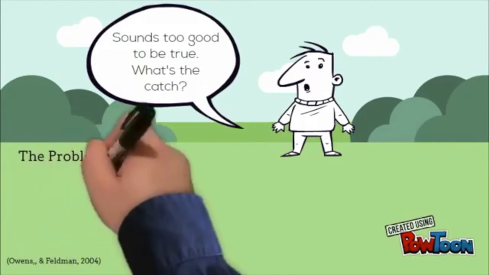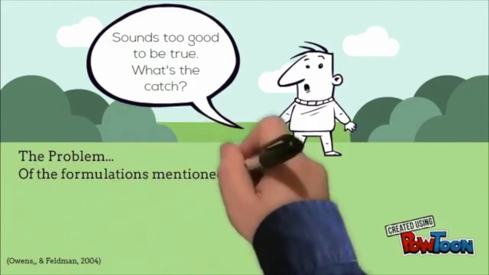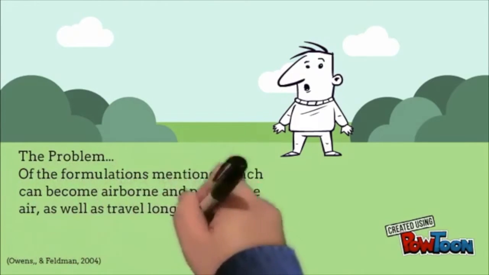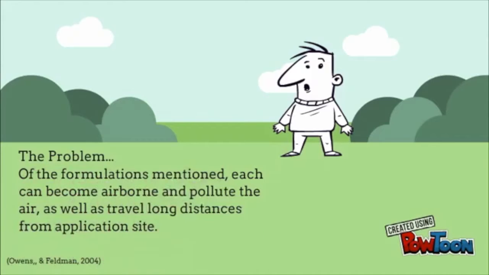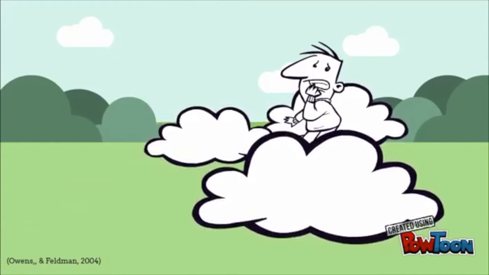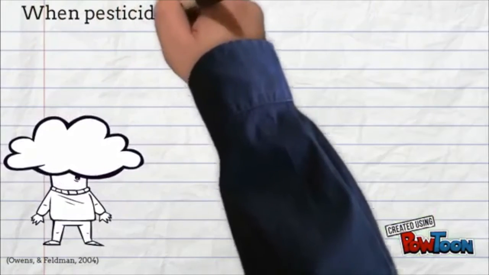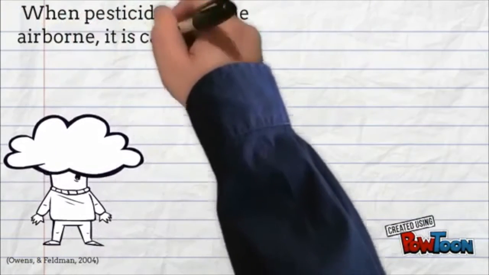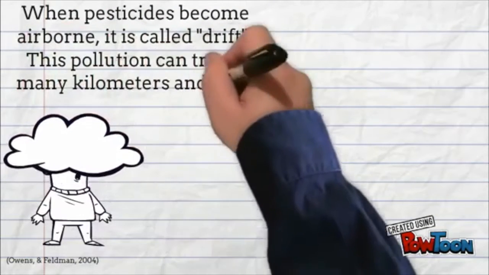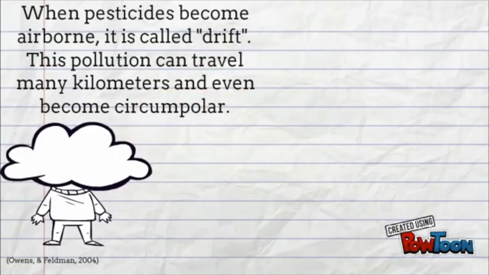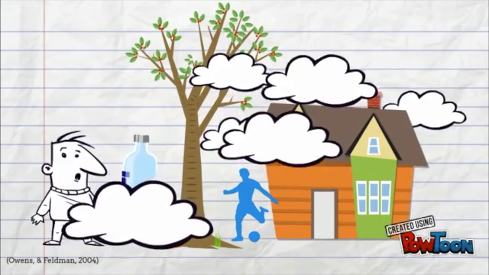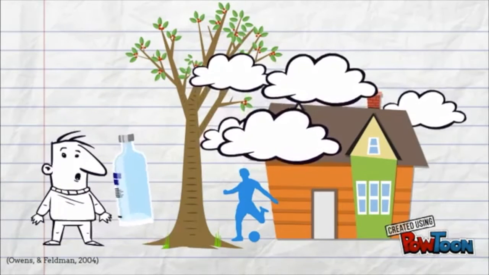So what's the problem? Well, of the formulations mentioned, each can become airborne and pollute the air, as well as travel long distances from the application site. This can have many unintended consequences. When pesticides become airborne, this phenomenon is called drift. This pollution can travel many kilometers, become circumpolar, and settle on unintended locations, like bodies of water, homes, parks, and school grounds. But that is not the whole story. There is more.